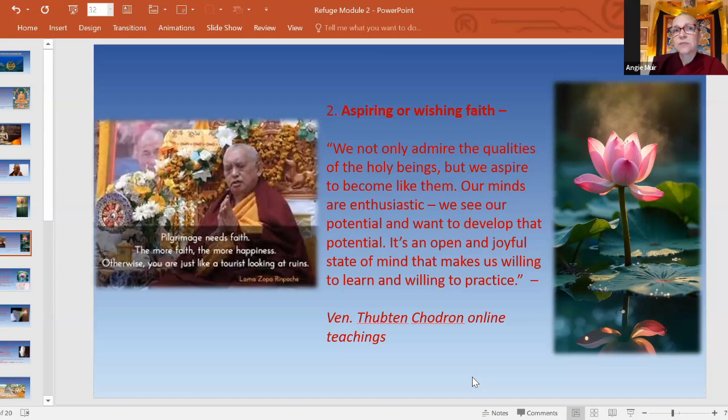So similarly, when we develop an interest in bodhicitta, we can take what we call bodhisattva vows, and they hold and support the mind to develop bodhicitta. They're set up that way. They're like the ground again, or the vessel for bodhicitta, these vows. So in the beginning, you can take aspiring bodhisattva vows, and this is similar to this kind of aspiration. Our minds are enthusiastic. We see our potential and want to develop that potential. It's an open and joyful state of mind that makes us willing to learn and willing to practice.